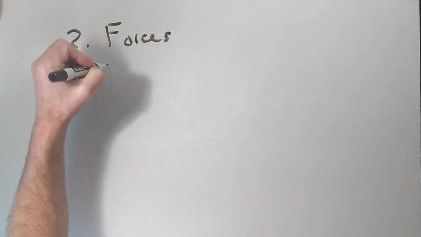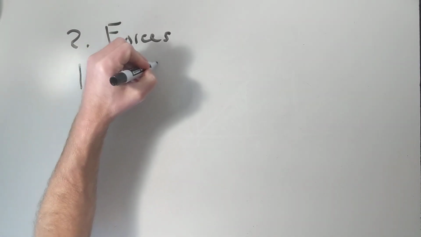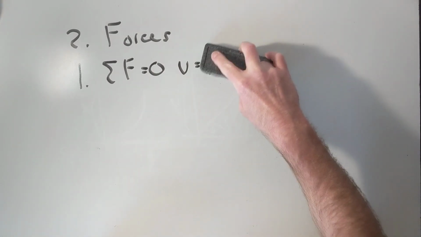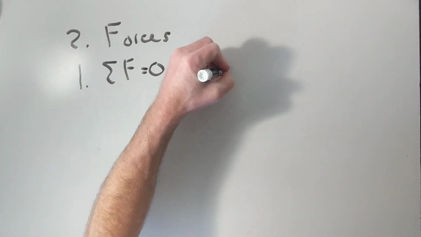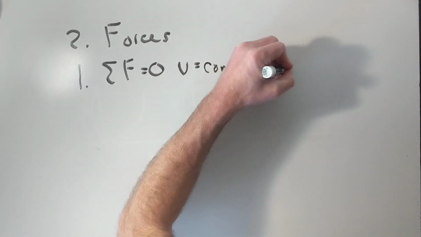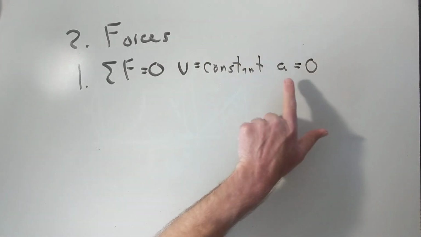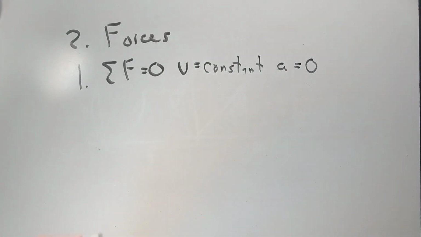Law number one was if the unbalanced force on an object is zero, then the velocity is constant. We tend to say that as objects at rest tend to stay at rest, objects in motion tend to stay in motion, but if the forces are balanced, the object is moving at a constant velocity. The acceleration is zero. So the velocity is constant, the acceleration is just zero. Now the velocity could be zero, but doesn't have to be. So again, if the forces are balanced, the object moves at constant velocity, the acceleration is zero.